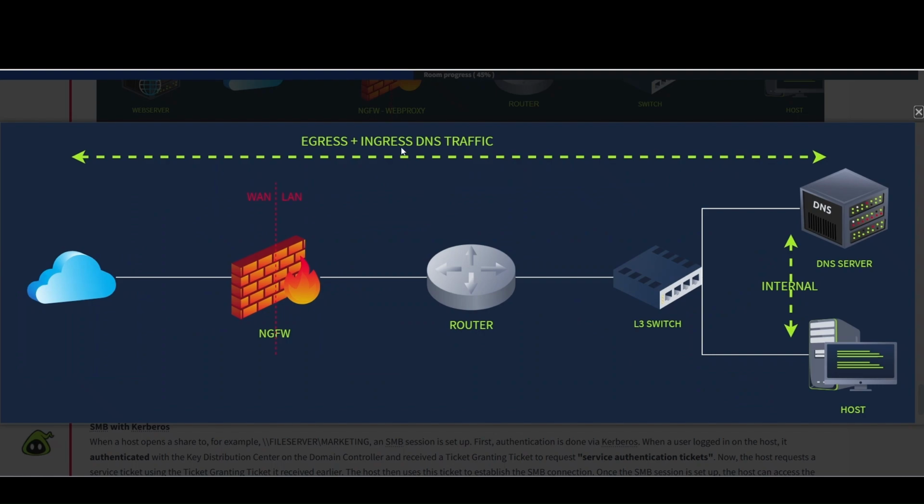So we have egress plus ingress DNS traffic here, okay. And the WAN, LAN, next gen firewall, you have the router, level 3 switch here, and over here we have the DNS server and the host. So this is how the flow would go, right, in a simplified version. So just take a look at that, familiarize yourself with that real quick.